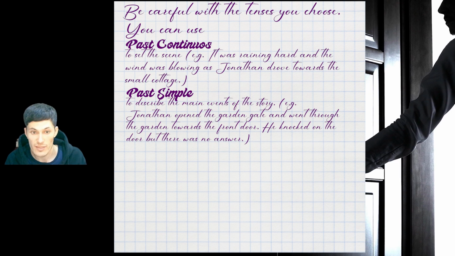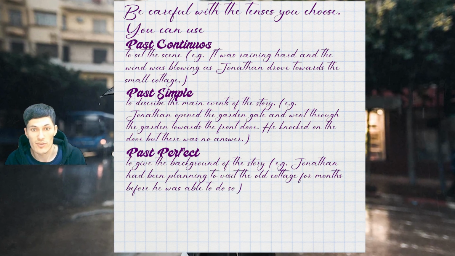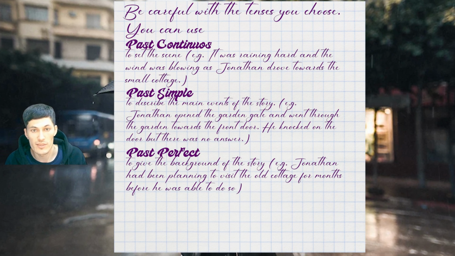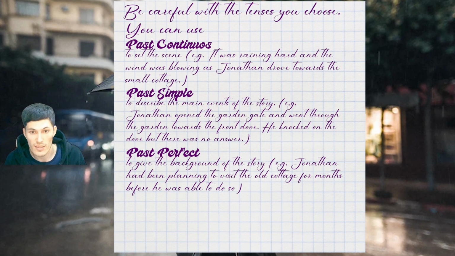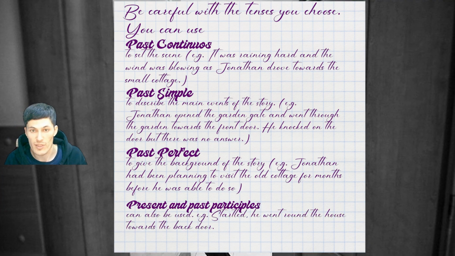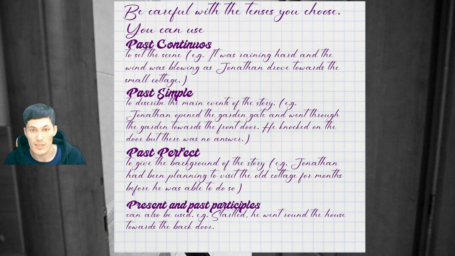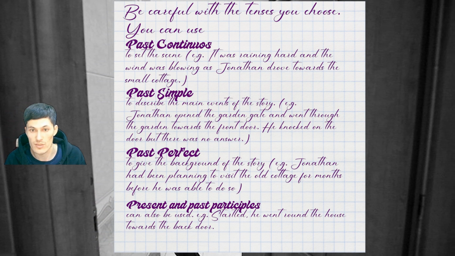Or past perfect to give the background of the story. For example, Jonathan had been planning to visit the old cottage for months before he was able to do so. Present and past participles can also be used. For example, startled, he went around the house towards the back door.